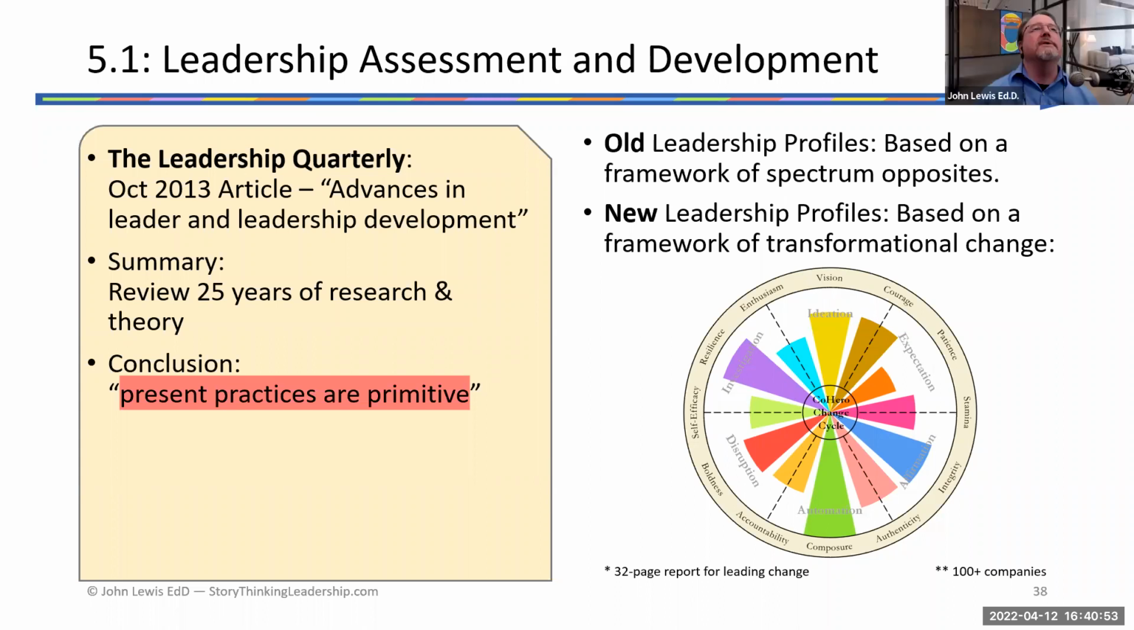One of the things I find is that leadership tends to focus on composure, even when the building's on fire. We want to hear boldness at that point, that they recognize we're in disruption and are going to do something about it. So there's a lot of misalignment around the old way of thinking about leadership. This is actually in production now, a 32-page report helping leaders lead change based on story thinking.